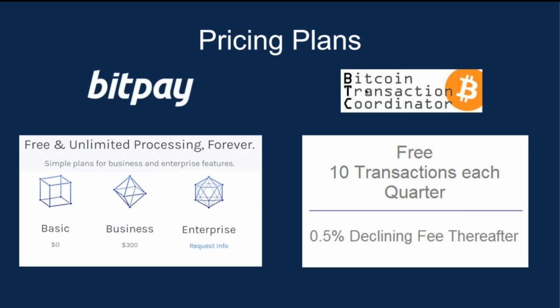For the Bitcoin transaction coordinator, it is also free. We basically charge nothing for 10 transactions each quarter. Thereafter, if you're processing more than 10 transactions a quarter, we charge 0.5% at a declining rate. Effectively, we are trying to make sure that people can evaluate and make it their preferred payment method with essentially no risk, and significantly drive down the cost of payment processing.